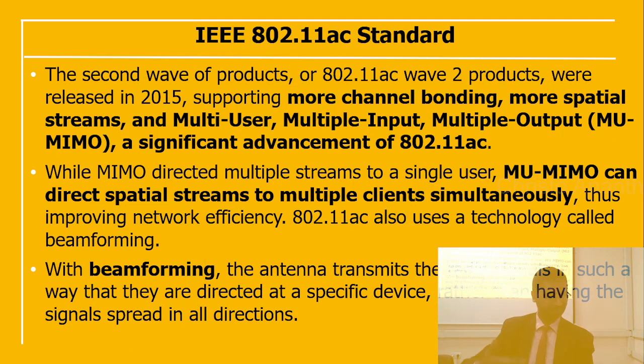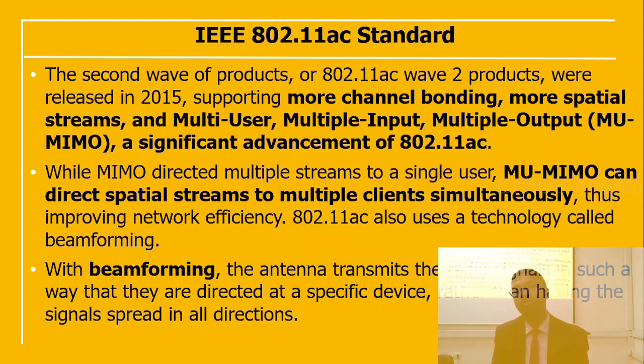Then we have the second wave of products, 802.11ac Wave 2 products. So that was released during incoming. Okay, so we had more channel bonding, more spatial streams, MIMO, multiple input, multiple output, and more multi-user. A significant advancement of 802.11ac. While MIMO directed multiple streams to a single user, MU-MIMO, multi-user MIMO, can direct the spatial streams to multiple clients simultaneously. So that improves the network efficiency.